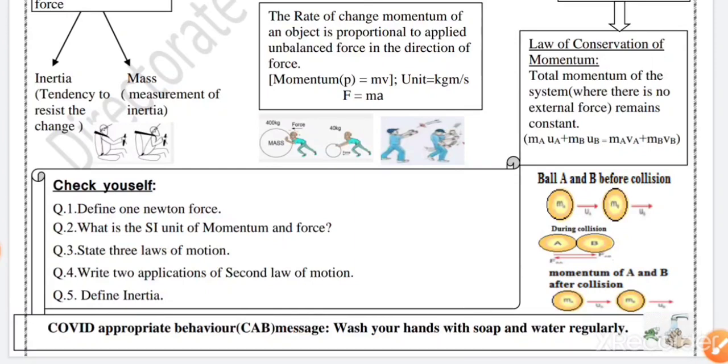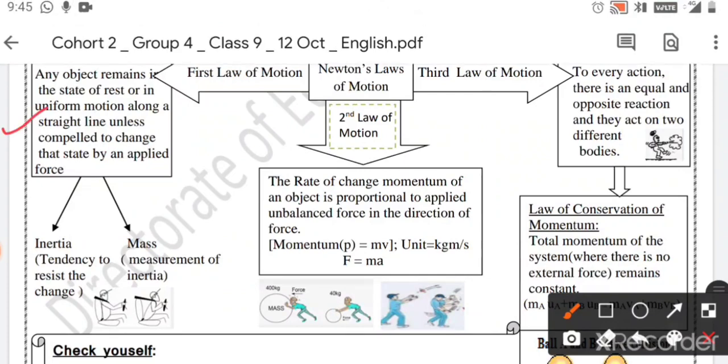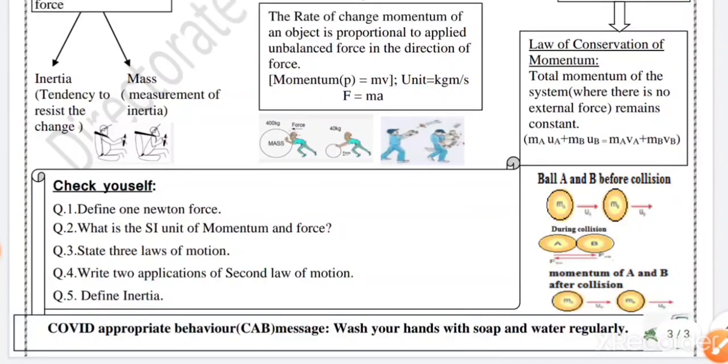State the 3 laws of motion. This is a summary worksheet, so we can write easily from this worksheet itself. This is the first law of motion, this is the second law of motion, and this is the third law of motion. From the boxes you can write. Next, 2 applications of the second law of motion.